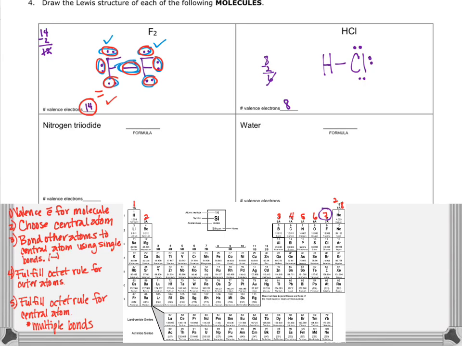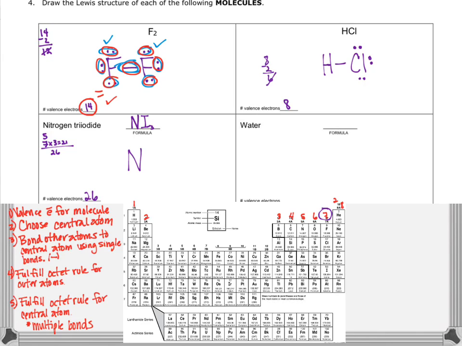Next, I have nitrogen triiodide, and again, this is going back to nomenclature. Nitrogen, and if it's tri, I'm going to have 3 iodines. Alright, so first I'm going to identify the number of valence electrons. I know nitrogen has 5. Each iodine has 7. But I have 3 iodines, so I actually have 21 plus 5 is 26 valence electrons. My next step is to choose my central atom, or identify it. In this case, it'd be nitrogen.